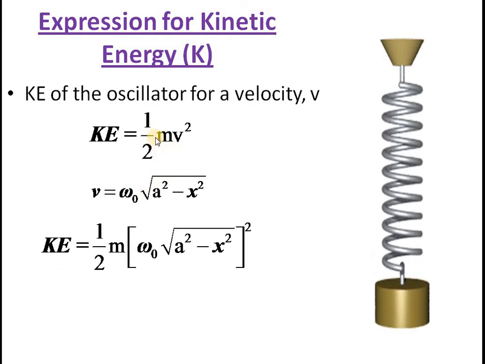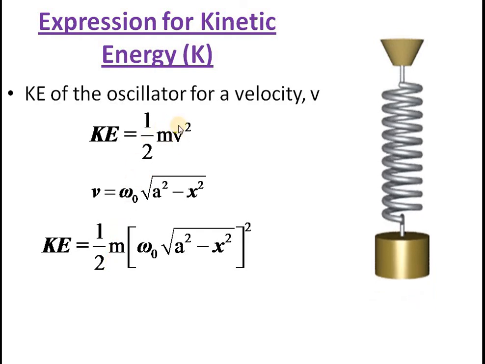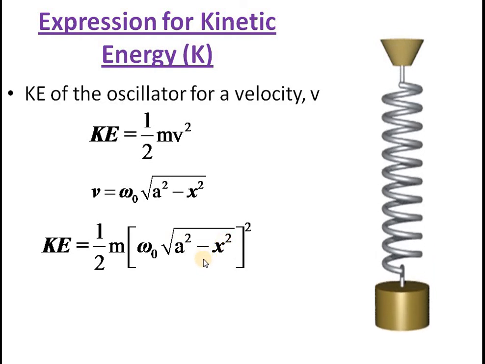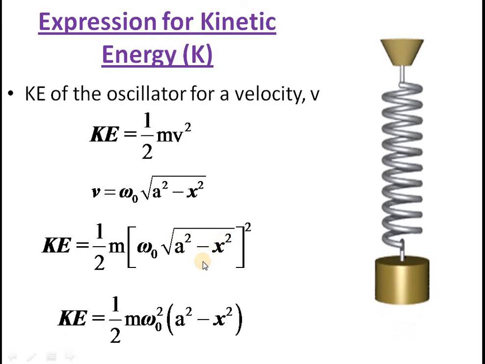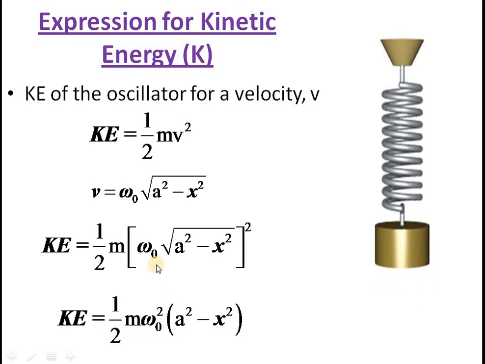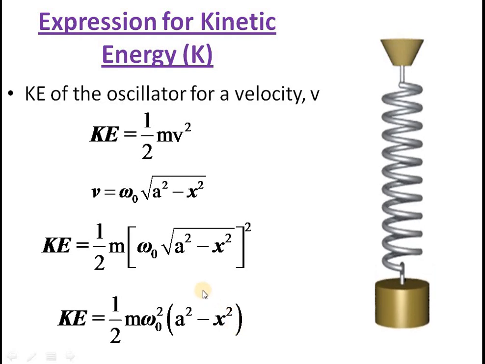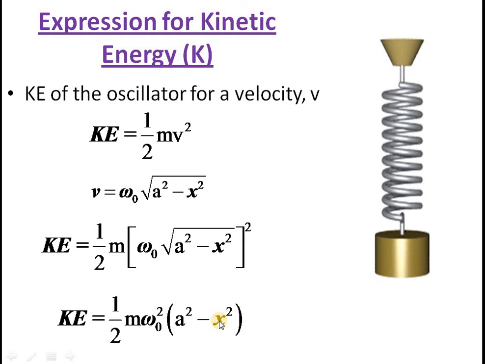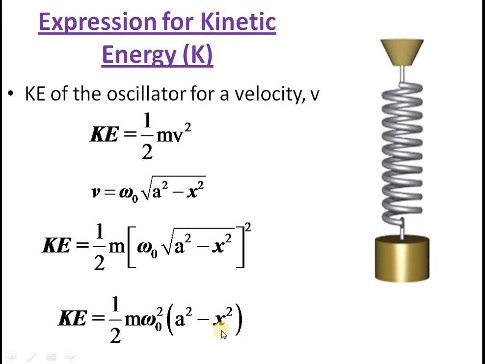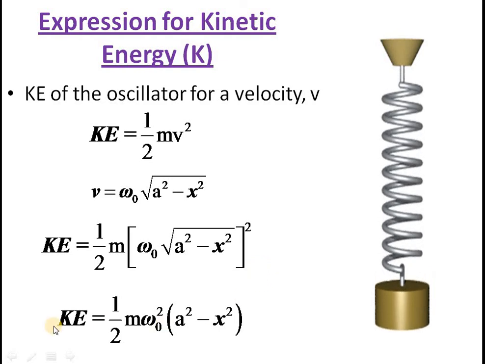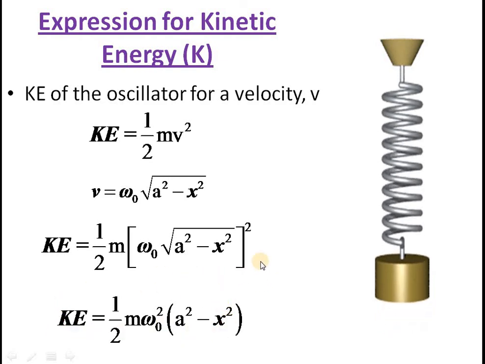You can substitute this value of velocity in this equation. So we get the kinetic energy equal to half times mass into v square, where velocity is omega 0 into the root of a square minus x square. By squaring, you can get the kinetic energy. That happens to be 1 by 2 m omega 0 square (a square minus x square). So we got the expression for the kinetic energy, and that also depends on the displacement x from the equilibrium position. That shows that kinetic energy also varies with the position of the oscillator.